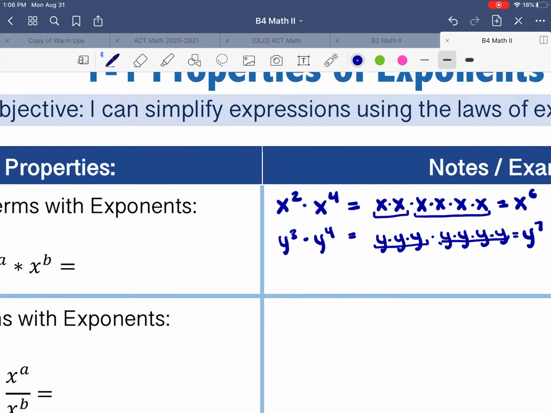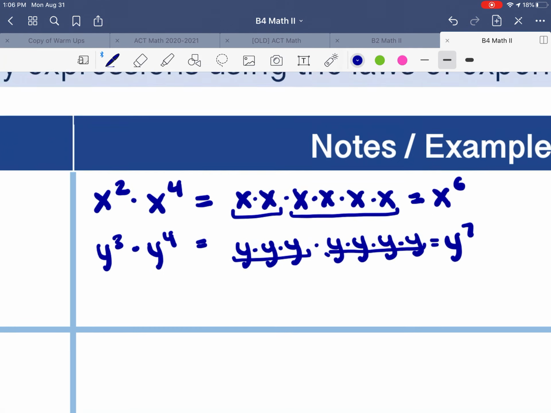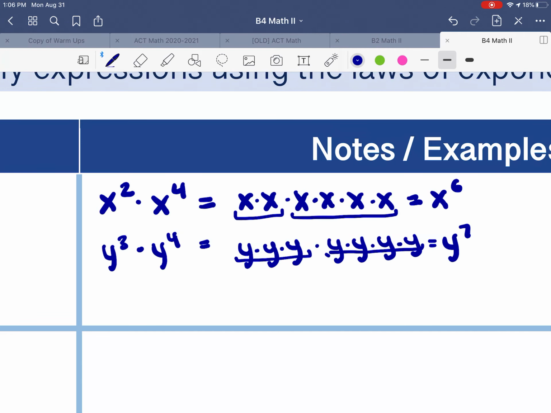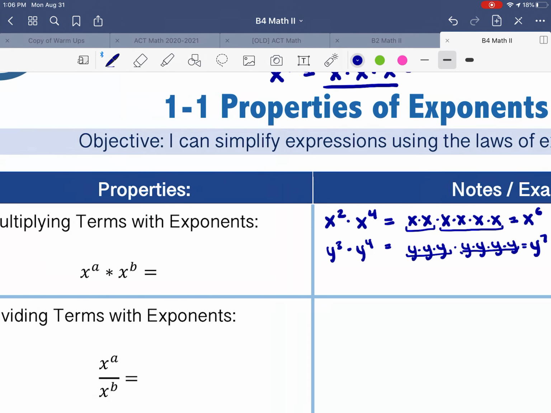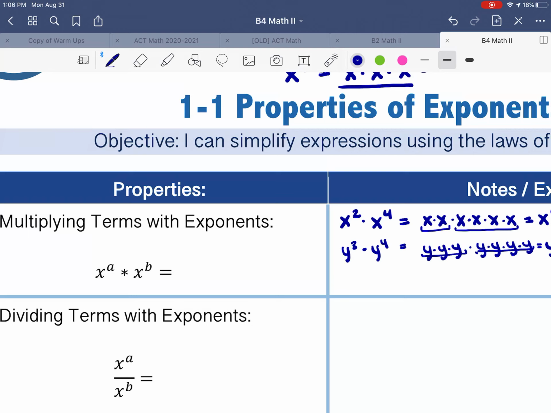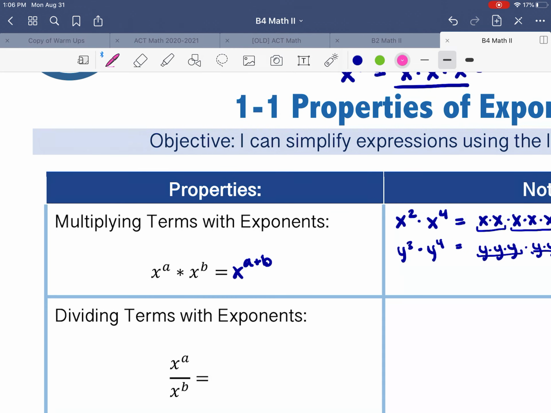The rule here, as we've discovered as we wrote out these exponents, is that you take the exponents, which in this case are a and b, and you add them together. So the rule says x to the a times x to the b is x to the a plus b. You're adding those exponents. Add the exponents.